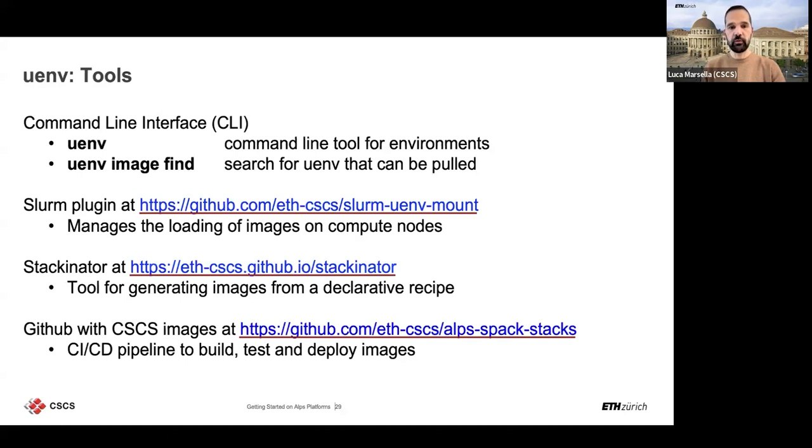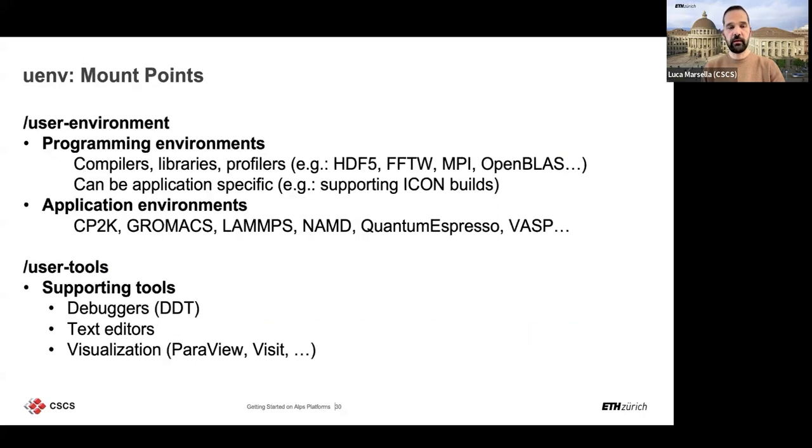There is the Stackinator tool that generates the images. And then you can also find on the GitLab project a CI/CD pipeline that builds, tests, and deploys images. When you use a UENV, a user environment, typically the mount point user-environment is available with the path of your programs. Let's say you can have compilers, libraries, profilers, like the libraries mentioned here, HDF5 for I/O, FFTW, and so on and so forth.